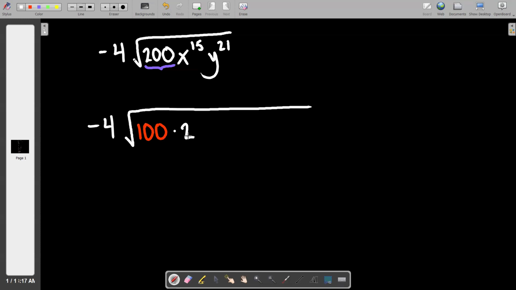On we go to the x. What's the best we can do to break up that x to the 15th? X to the 14th times the inevitable leftover x. And how do we break up the y to the 21st? Y to the 20th times y. Looking at that square root sign a minute ago, we thought that thing's way too long, and look at that, we maxed it.